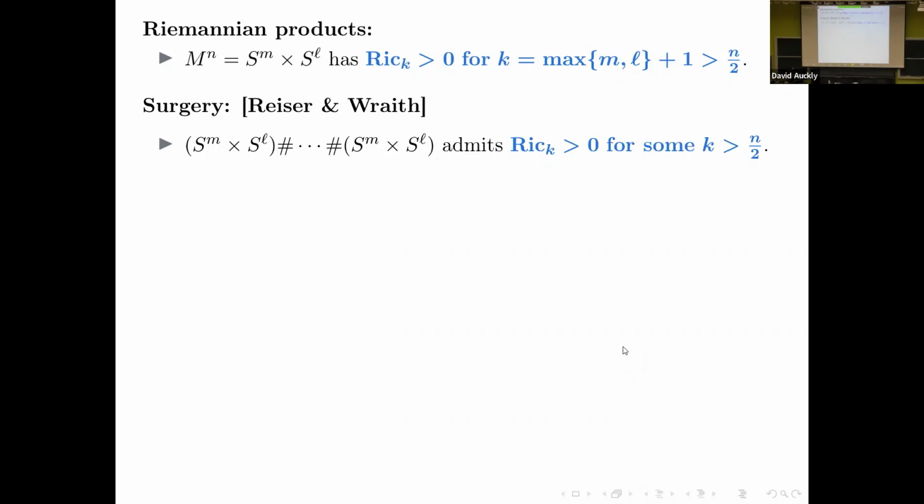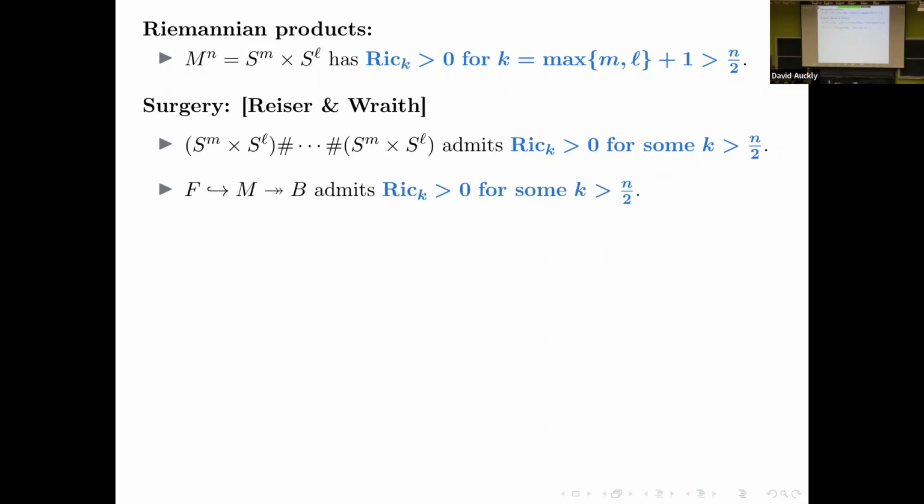And Reiser and Wraith recently showed that this persists through connected sums, up to some caveats. So you have to be in large enough dimension, and when M and L are equal to each other, you don't have quite the same value of K that persists.